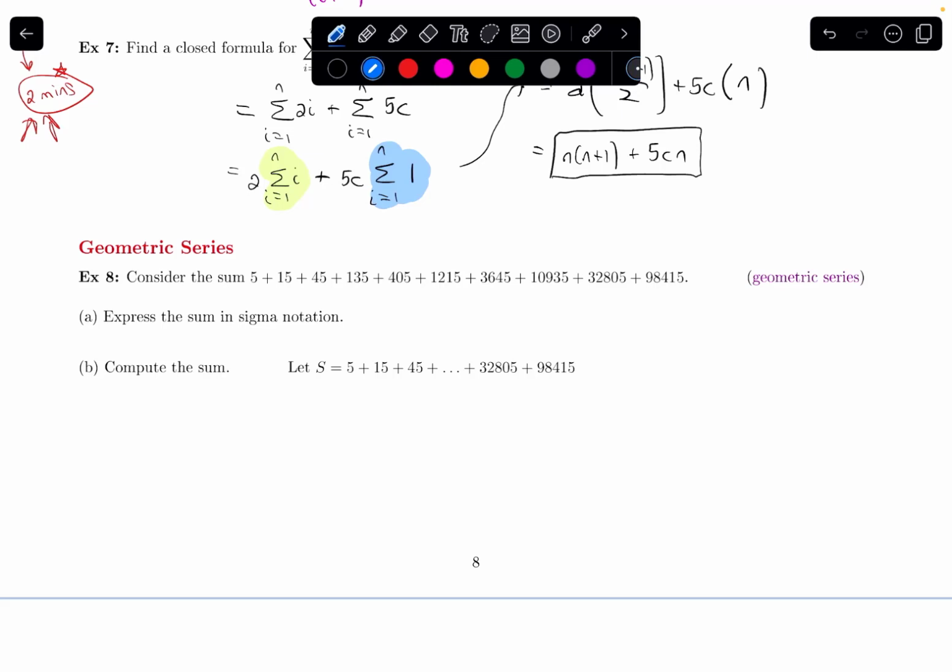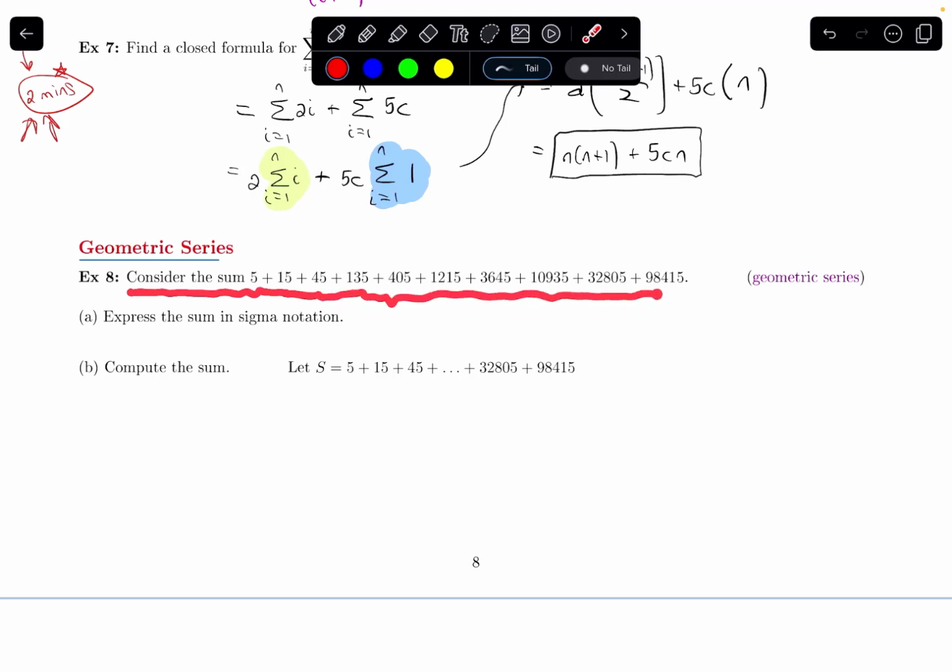In this video, we will talk about geometric series. So I want to motivate this with an example. Suppose I have the sum 5 plus 15 plus 45 plus 135 plus, and it looks like there's bigger and bigger terms after that.